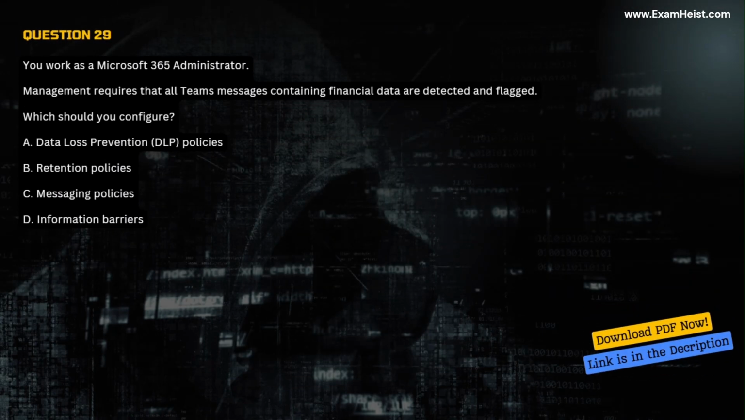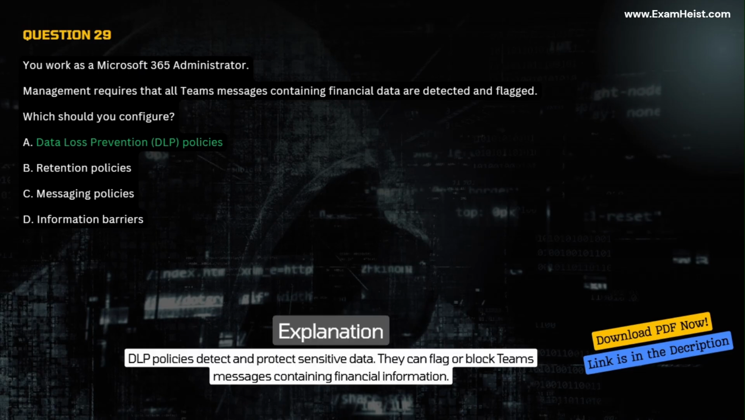Question 29. You work as a Microsoft 365 administrator. Management requires that all Teams messages containing financial data are detected and flagged. Which should you configure? A. Data loss prevention (DLP) policies. B. Retention policies. C. Messaging policies. D. Information barriers. Correct answer A. Data loss prevention (DLP) policies. Explanation. DLP policies detect and protect sensitive data. They can flag or block Teams messages containing financial information.